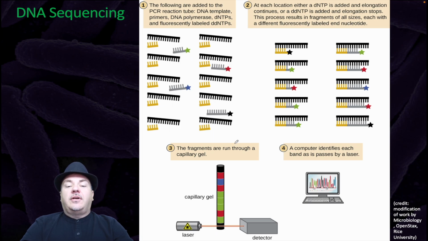The fragments are then run through a capillary gel, where light from a laser passes through and the detector detects which fluorescent dye is passing through. A computer then identifies each band as it passes by the laser. So doing this, we can determine the sequence of a strand of DNA.